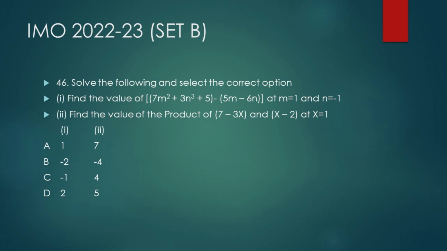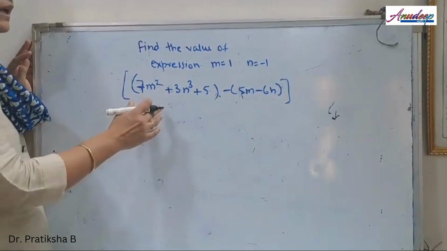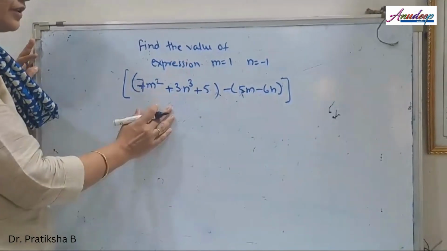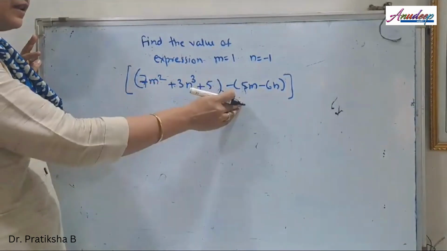So this problem was asked in 2022-23 in the IMO exam from set B. Here we need to evaluate the expression and get the values after simplification. So let us solve this problem now. Now we need to evaluate the value of the expression, and we have been given the values of the variables that are used in the expression, m and n.